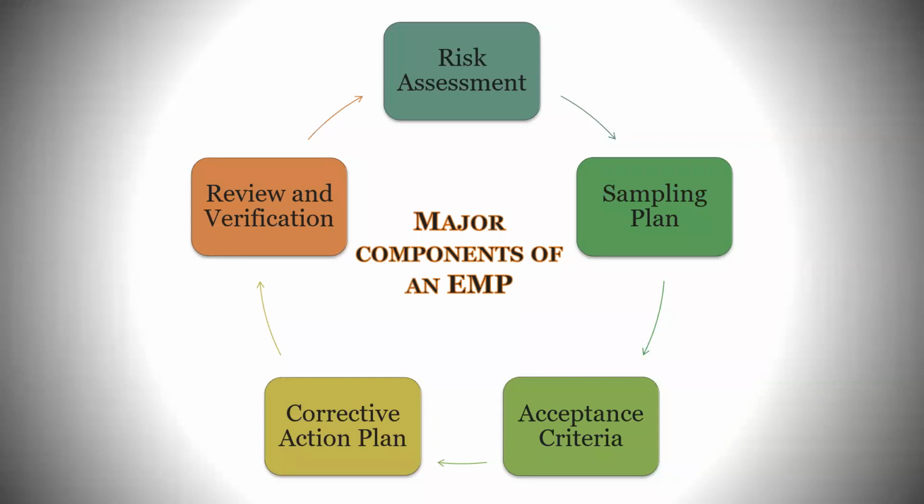Acceptance criteria that define what is acceptable and what is considered out of spec should be in the EMP, whether it's a pathogen result or indicator enumeration. Corrective action is what you plan to do when you have an out-of-spec testing result. And then finally, the EMP should be reviewed and verified periodically to bring it up to date with your environment and your process. We'll look at these components in more detail.